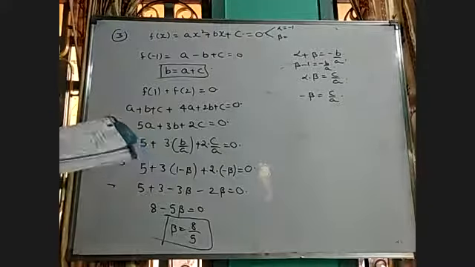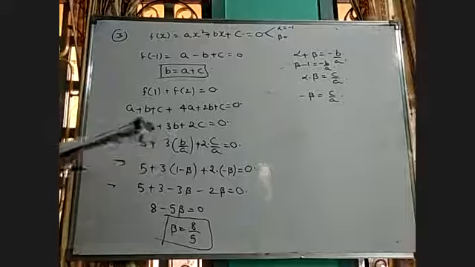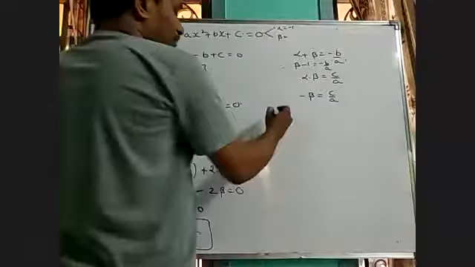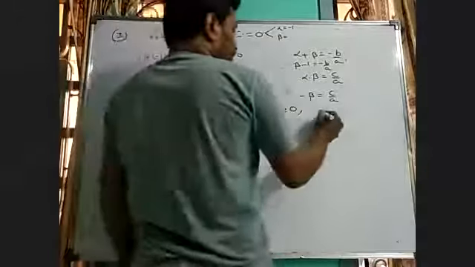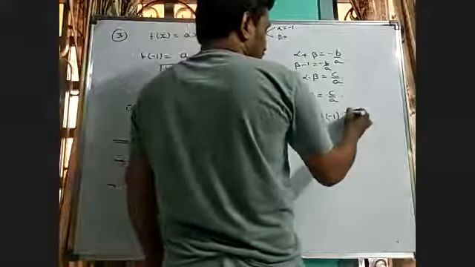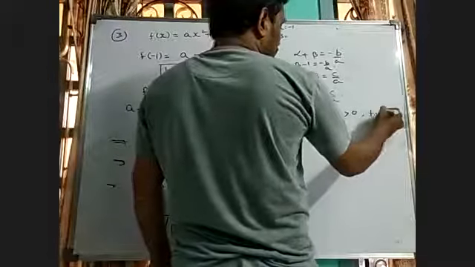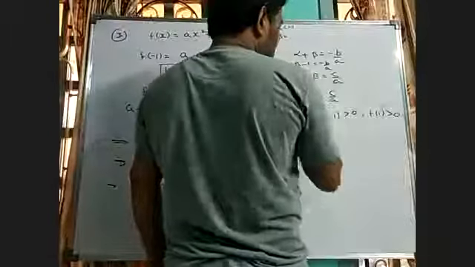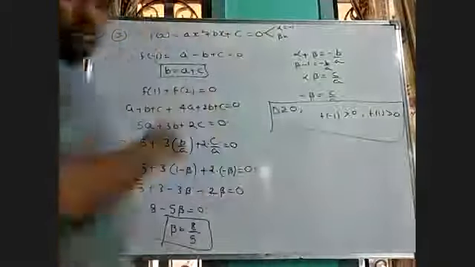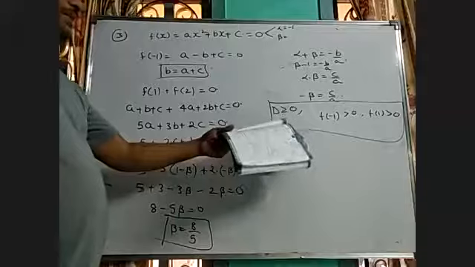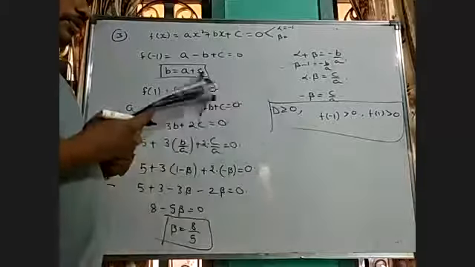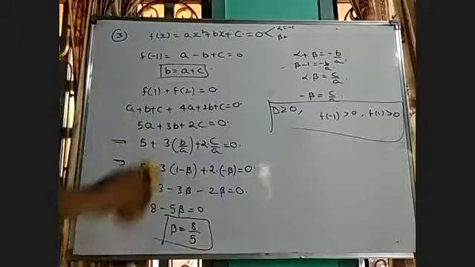For this question, I will give it to you; you can do it. What we can do: discriminant is greater than or equal to 0. You take f of minus 1 greater than 0, f of 1 greater than 0, and substitute them. These values are solved. Next, this is the input; you can use this input and solve it. Question number 4. Next, question number 5.